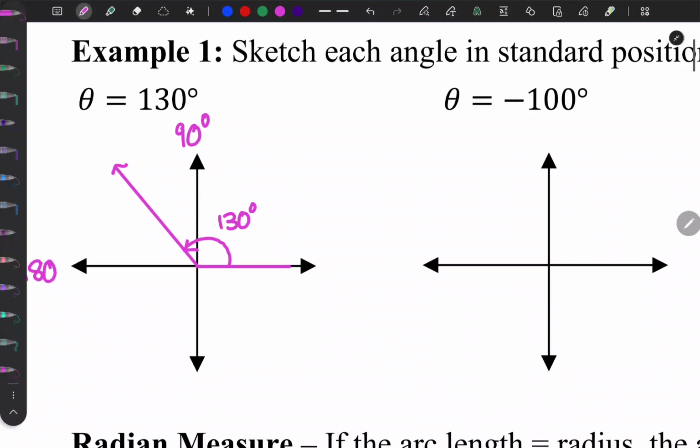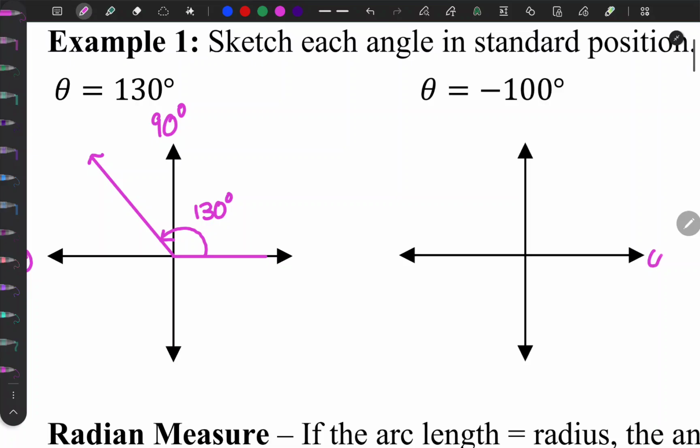For a negative angle, we will start at 0, but we will go in the clockwise direction instead. So down here would be negative 90, and we're just past that a little bit. And we draw the arrow going in the other direction to show that we've gone in a negative direction. That's negative 100 degrees.